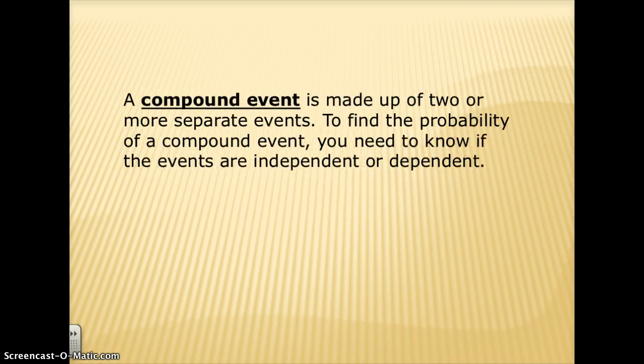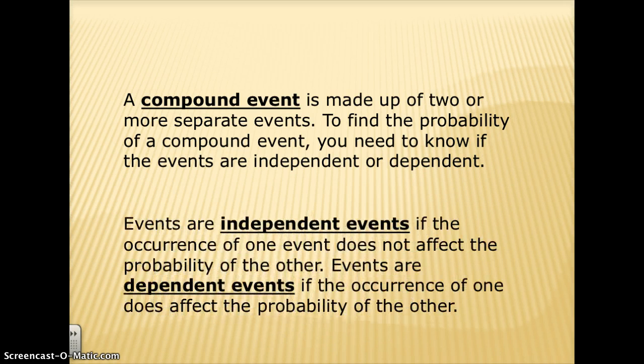A compound event is made up of two or more separate events. To find the probability of a compound event, you need to know if the events are independent or dependent. Events are independent events if the occurrence of one event does not affect the probability of the other. Events are dependent events if the occurrence of one does affect the probability of the other.